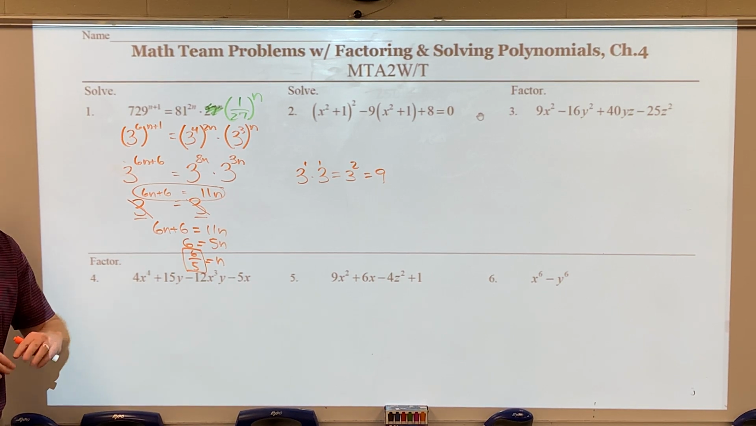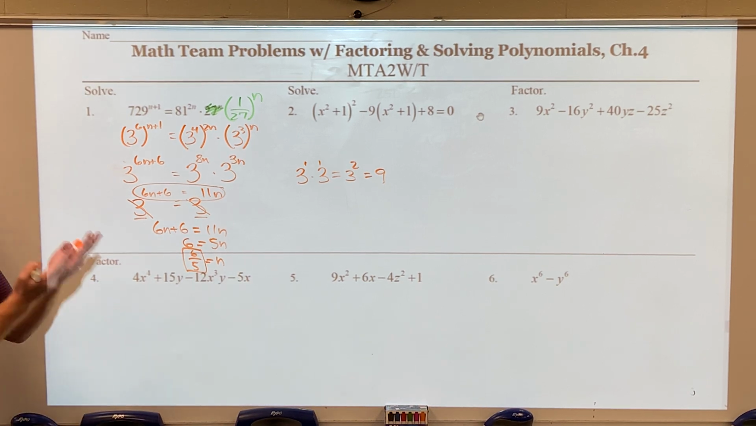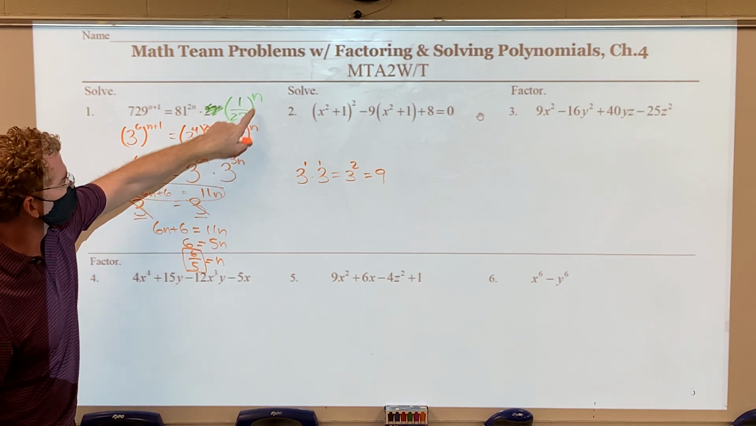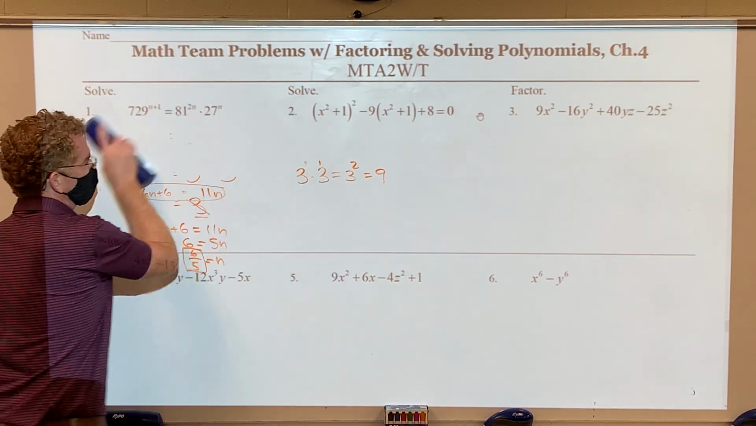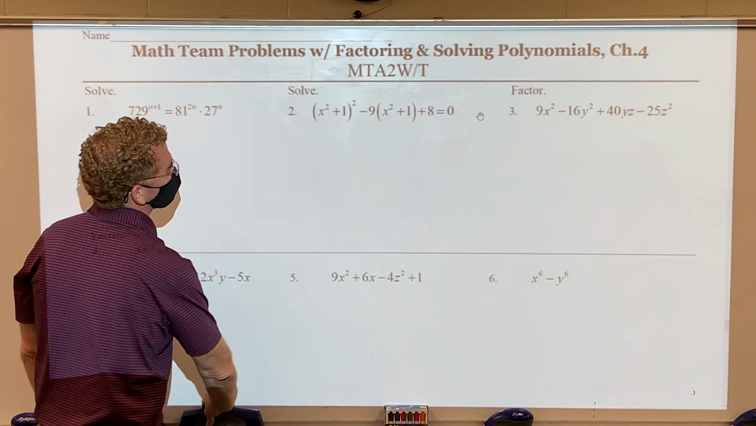Y'all remember that? An exponent that's on the bottom, if you bring it to the numerator, it changes the sign. So that would be like a 3 to the negative 3 to the n. So they'll do things like that to make it even worse, but anyway. All right, moving on. What about this?